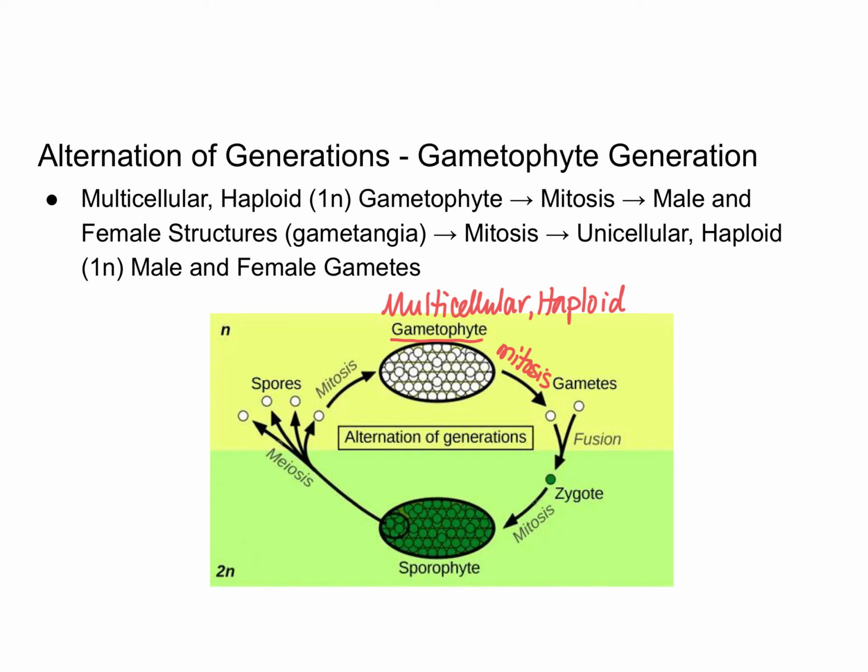Because remember, during mitosis, whatever ploidy the parent cell is, the daughter cells are going to have that same ploidy. So these gametes are going to be unicellular and haploid. And they were produced by mitosis instead of meiosis, which is what you may be more familiar with in humans. And remember that the gametes are going to be things like eggs and sperm.